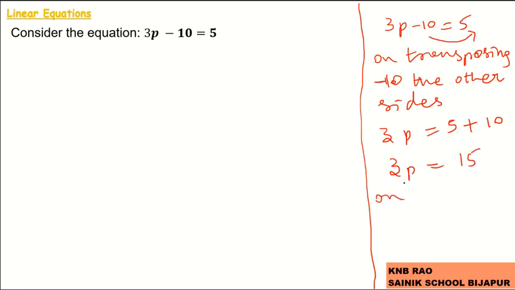Now, on transposing 3, the other side, which is multiplying here, gives us p alone in left hand side, whereas in right hand side 15 upon 3. Students, here which is multiplicand coming this side becomes divisor. Try to understand here. This is just nothing but dividing on both sides by 3.